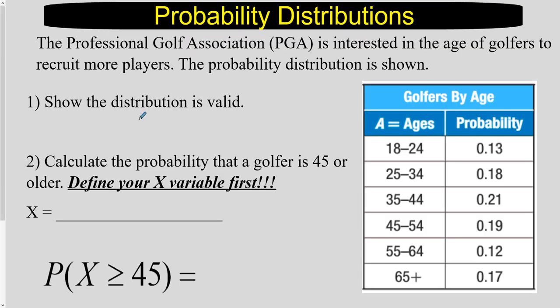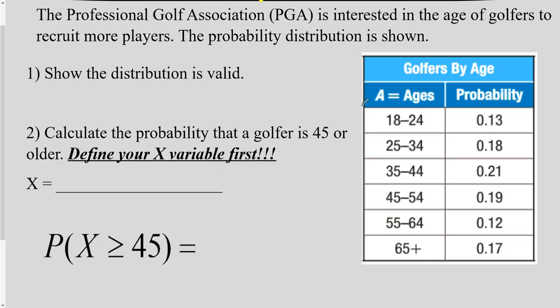Here we go. The Professional Golf Association, the PGA, is interested in the age of golfers in order to recruit more players. The probability distribution is shown below. So, 1, show that the distribution is valid. So let's look at this table.